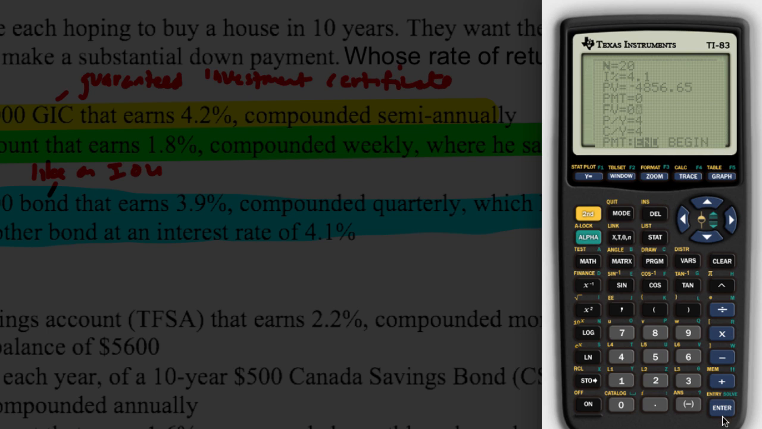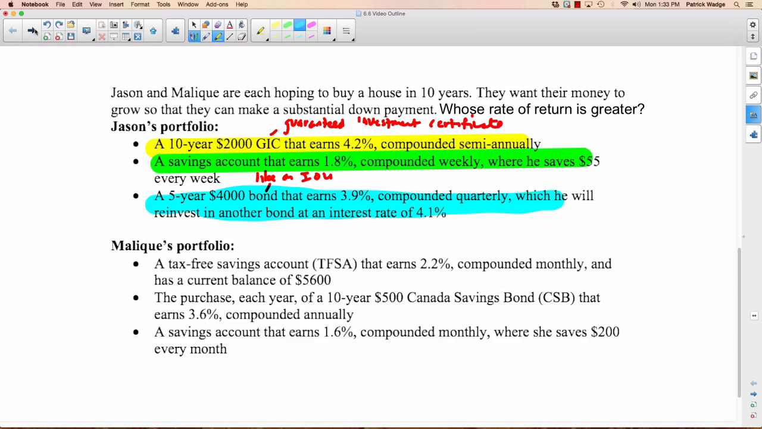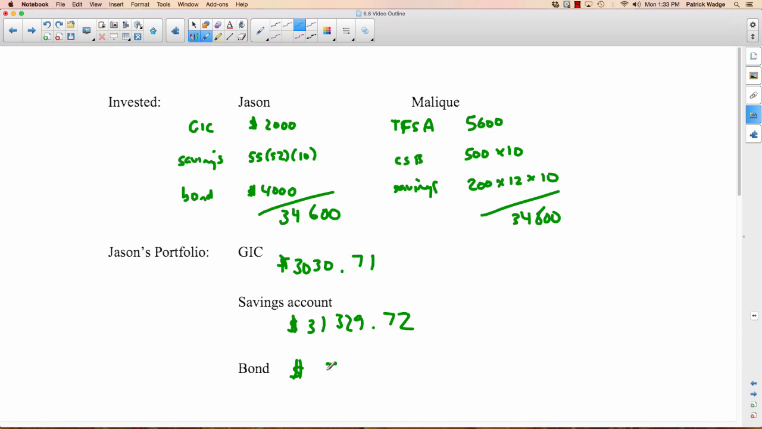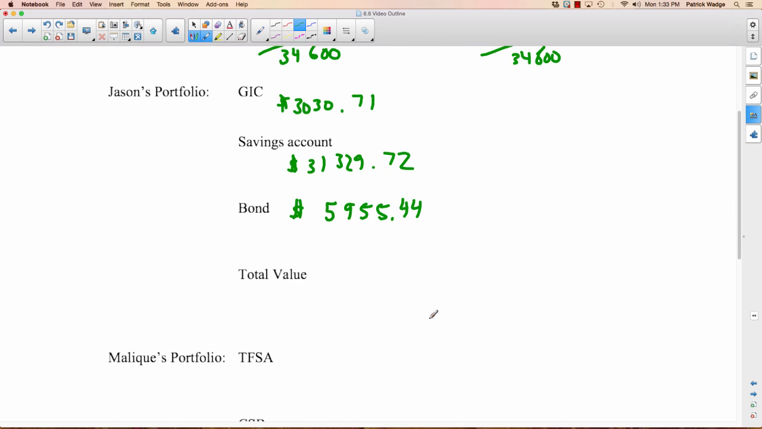So again, we'll go alpha enter, and we end up with our final amount from the bonds, which is $5,955.44. So let's write that in. $5,955.44. All right, now what we want is the total value. So in order to get a total value, of course, we're going to add those three things together. And if we do that, we're going to get $40,315.88. This is how much Jason's portfolio is worth.